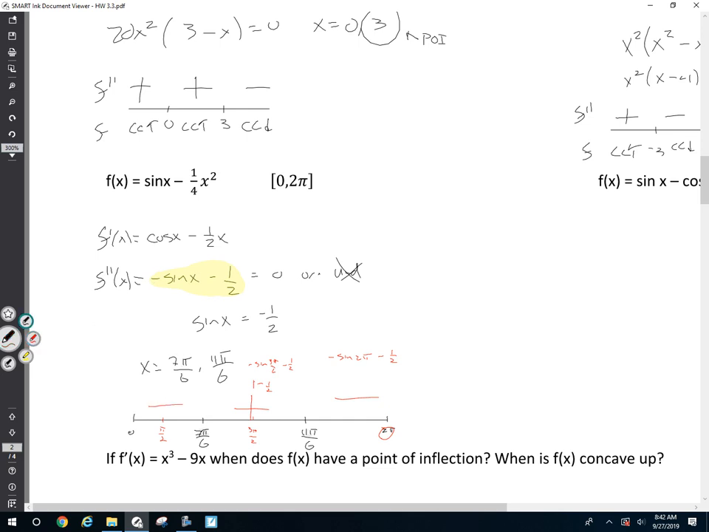So these are the signs of f double prime. This is the concavity of f. We are concave down until 7 pi over 6, concave up until 11 pi over 6.